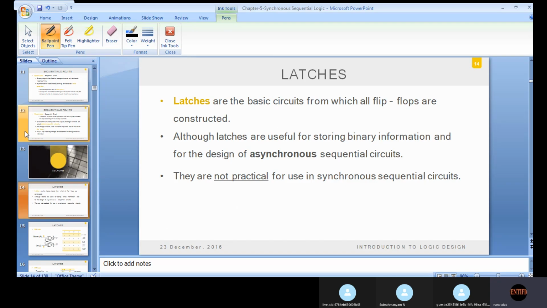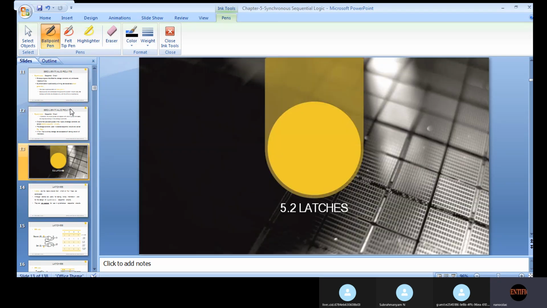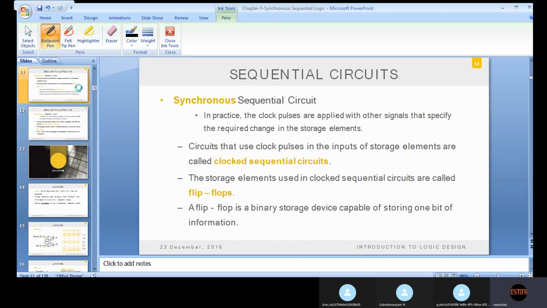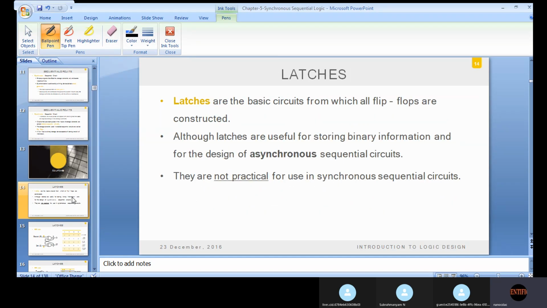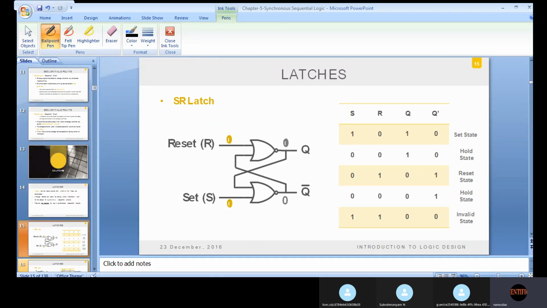Okay, so here the memory elements in synchronous sequential circuits are flip flops. Before going to the flip flops, we will be studying about the latches. Why? Because with the latches only we are able to design the flip flop. Latches are the basic circuit for the design of the flip flop. Okay, so we have discussed about the SR latch.